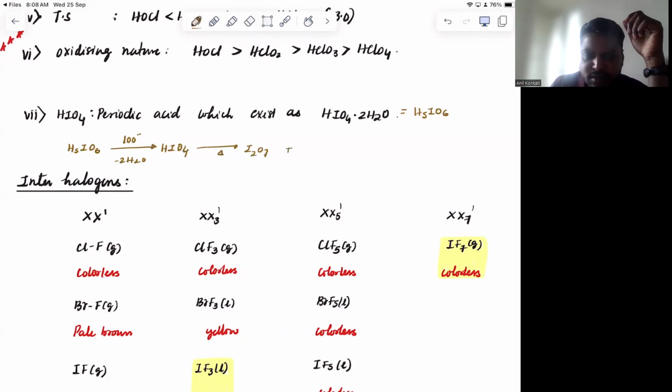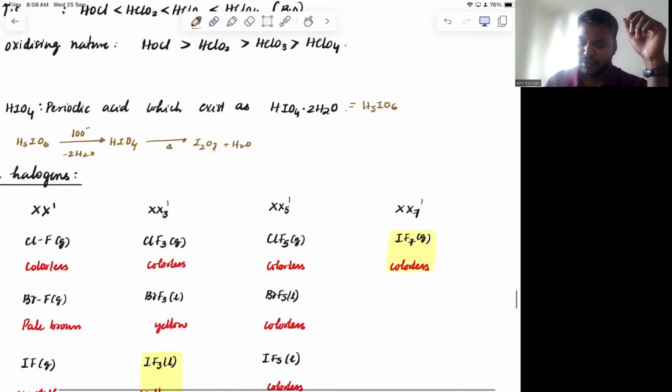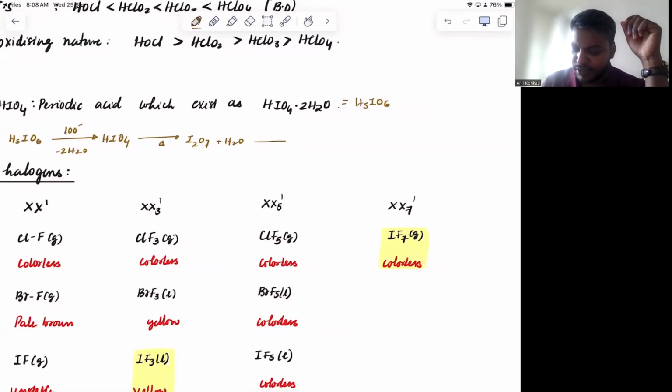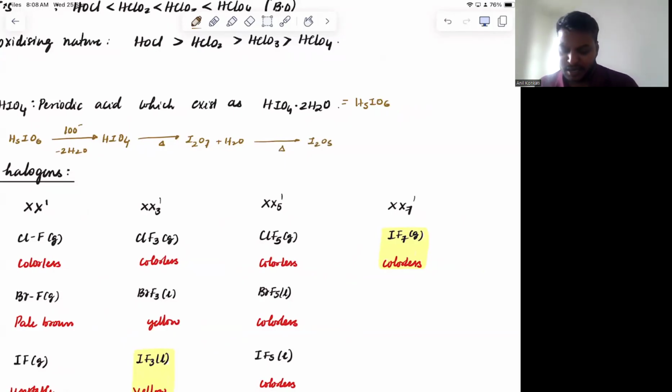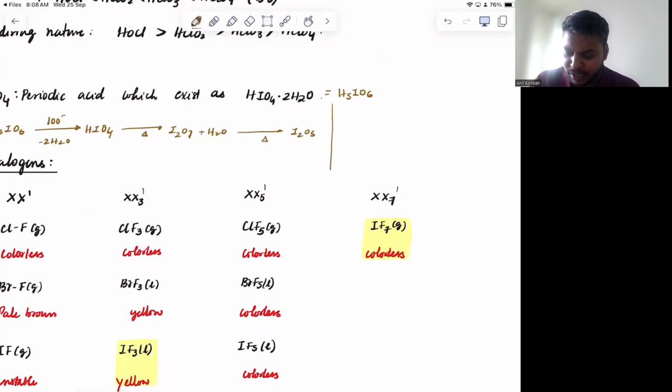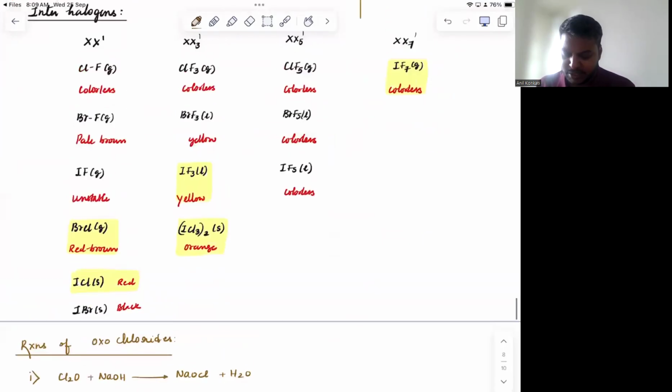I2O7 plus H2O. And I2O7, if you heat further, it will become I2O5. And you know that I2O5 is used for estimation of carbon monoxide, a very important quantitative reaction here. I2O5 plus 5 moles of carbon monoxide will give us I2 plus 5 moles of CO2. Done. Next, check out interhalogens.